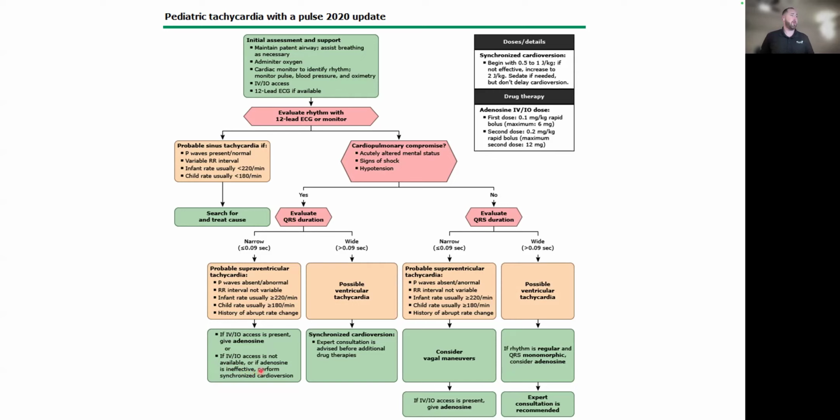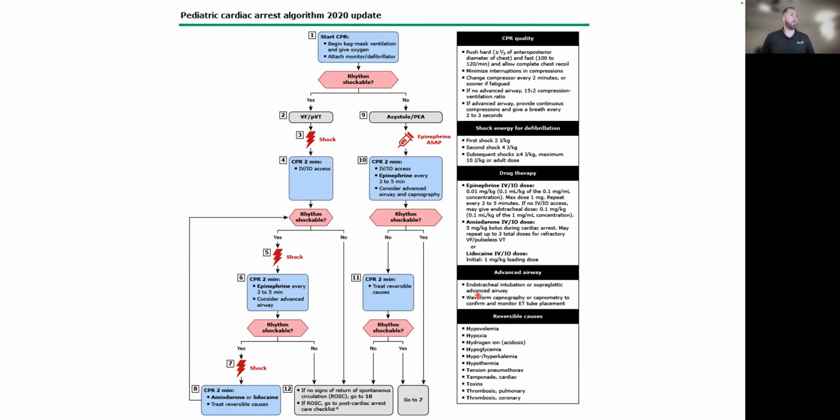You can go through the rest of this algorithm as well. Remember, here's your synchronized cardioversion doses of electricity. Here's your adenosine doses, and there's some other things to look at on this algorithm as well. Here's your pediatric cardiac arrest algorithm, looking for shockable rhythms like your VFib or pulseless VTAC. If you have something like asystole or pulseless electrical activity, where the monitor says you have a heartbeat but you don't feel one, you may need to just go down this algorithm, giving epinephrine and then reassessing every 3 to 5 minutes.